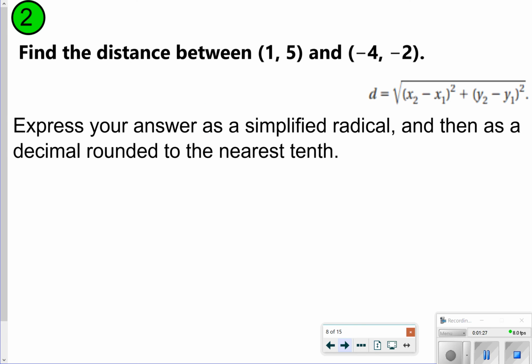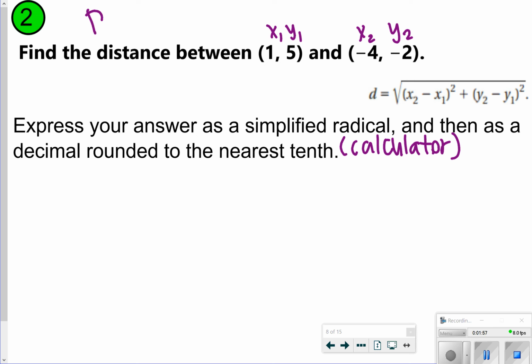So here's number 2. It says find the distance between 1, 5 and -4, -2. We're going to try to express our answer as a simplified radical and then as a decimal rounded to the nearest tenth. So a calculator is definitely going to be your friend here, so you do want to make sure that you have that. What I would do is go ahead and label the points before I begin. I'm going to say that the first set is x1, y1, and the second set will be x2, y2. So all you're going to do is plug in those values and then solve for distance. Let's go ahead and pause for number 2. Try this one on your own and then click play to see if you got it right.